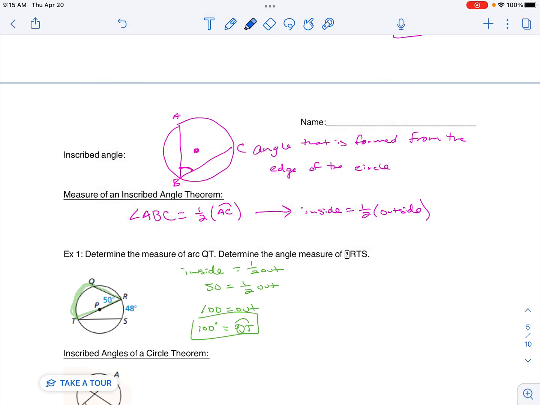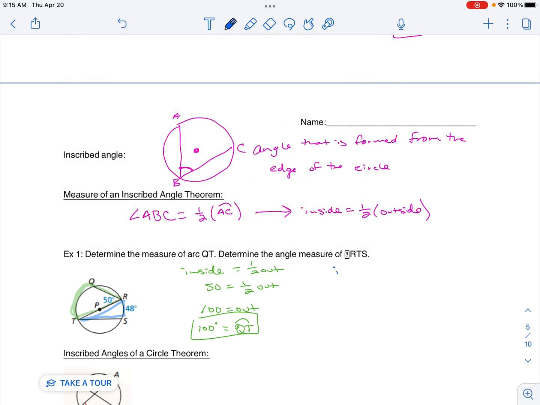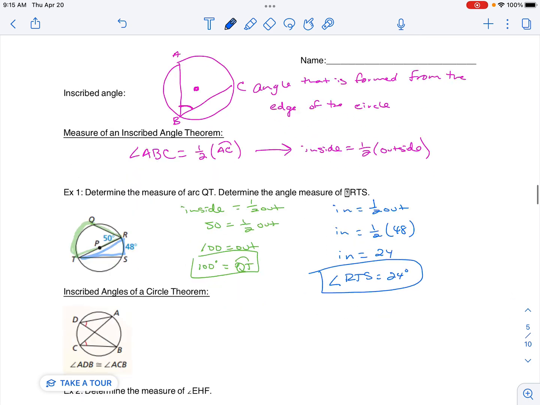Now let's switch it up and go the other way. So, looking at this one, we have the outside, which is 48. Half of 48 is 24. That's the inside, which we know is an angle measure. So it's angle RTS, 24 degrees.